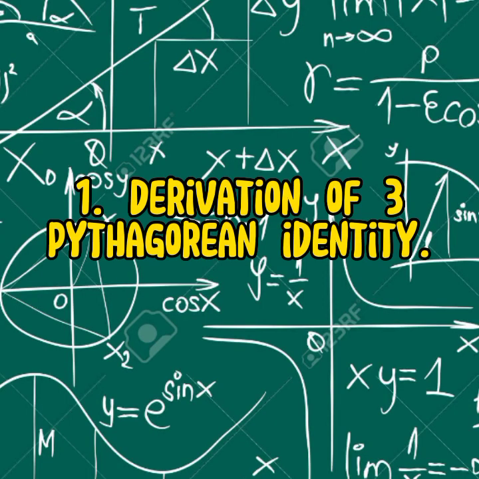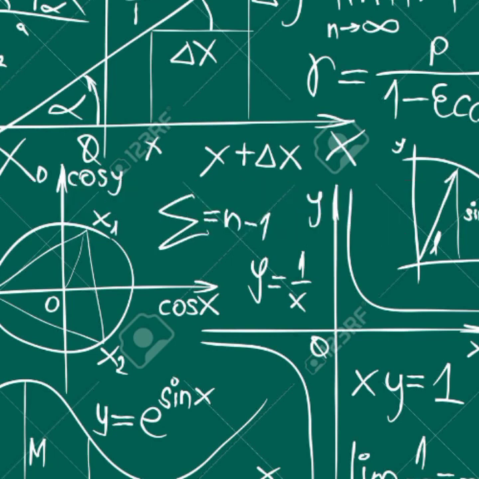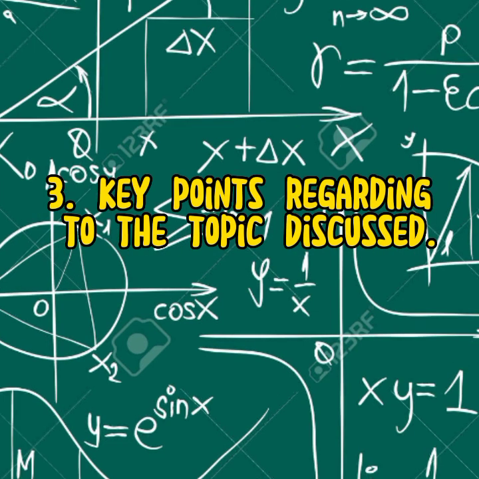So this video is composed of 3 parts: the derivation of Pythagorean identity, the second part is how we can use trigonometry in real world situations, and the last one is the key points regarding the content of the video. So without further ado, let's start.